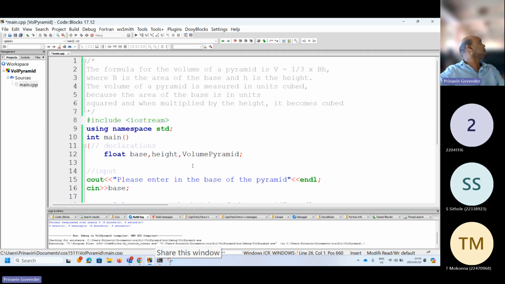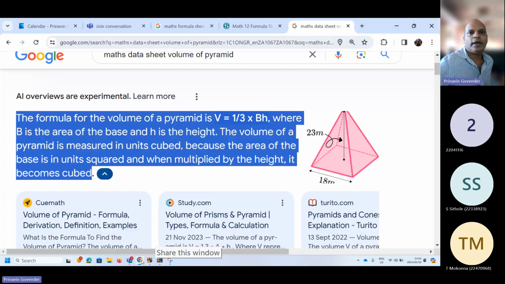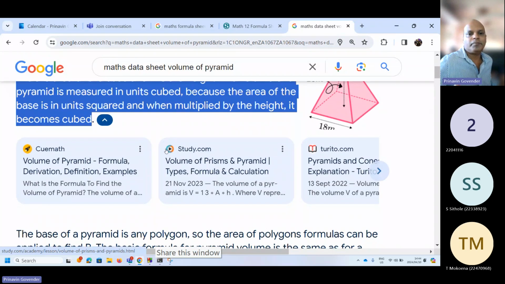Okay, everybody? Okay. So if I had to change this formula, instead of saying volume is 1/3 times base times height, I go and do something else. You use the same method I showed you to go and, let's say, volume of a prism. What is the volume of a prism?